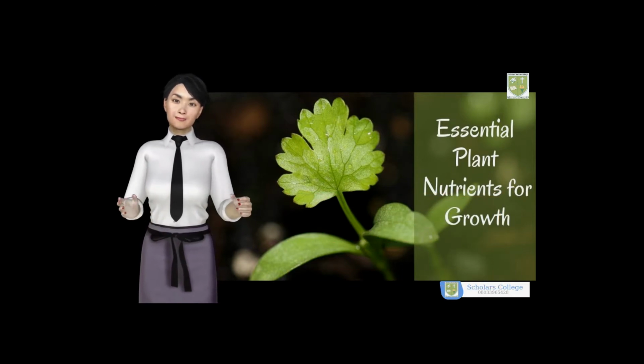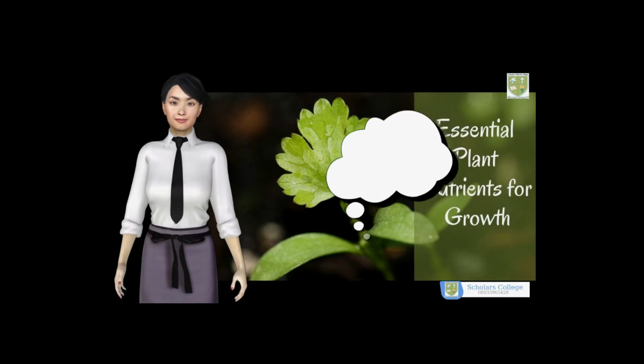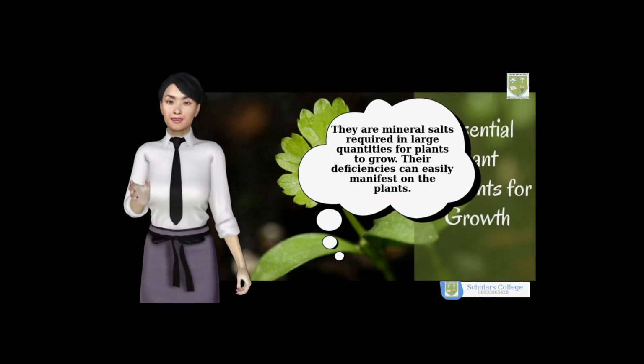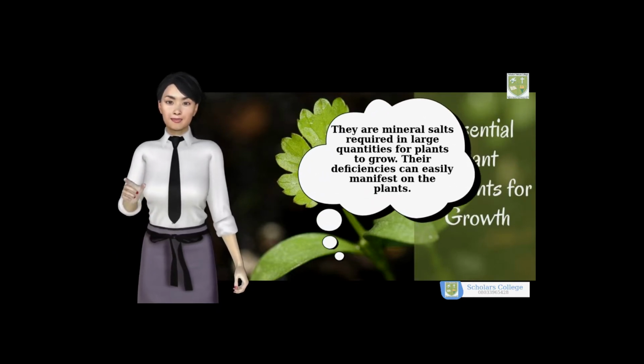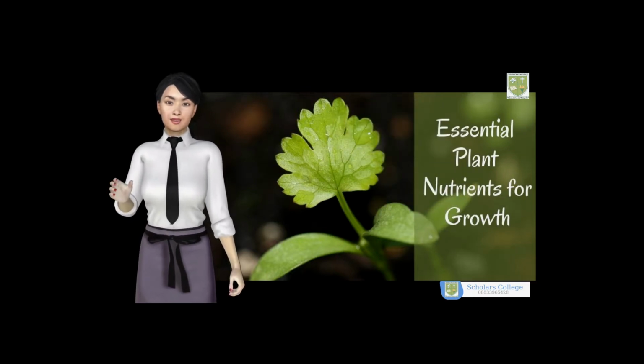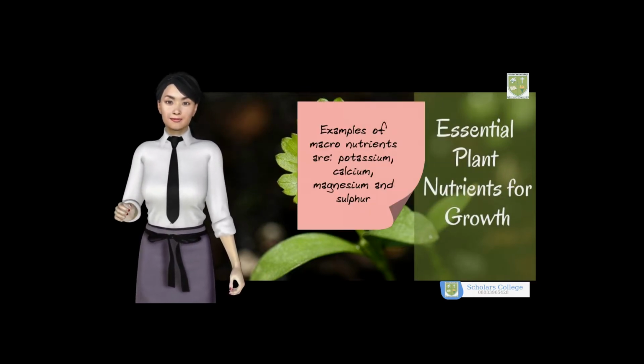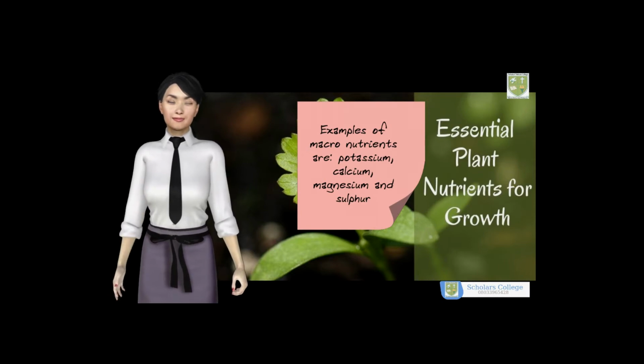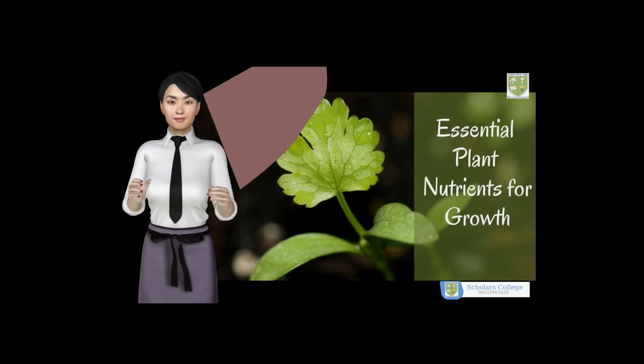1. Macronutrient minerals. Macronutrients are mineral salts required in large quantities for plants to grow and their deficiencies can easily manifest on the plants. Examples of macronutrients are potassium, calcium, magnesium and sulfur and so on and so forth.